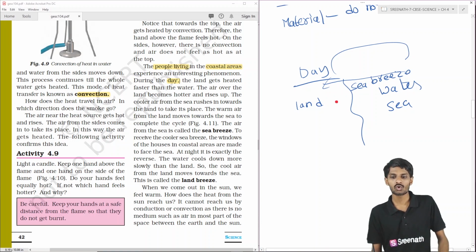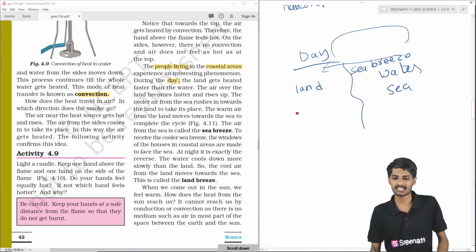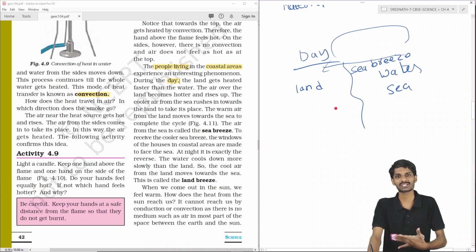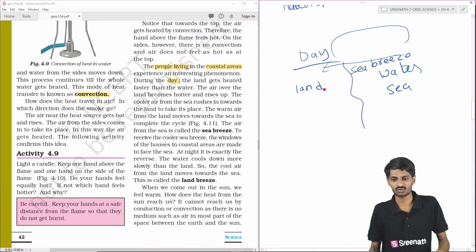So the air which is coming from the sea to the land is called a sea breeze. Okay students, whenever you are living in coastal areas, and if you want to get the cold air, the sea breeze, your windows must face towards the sea. This is the daytime, and in the night time the process gets reversed.